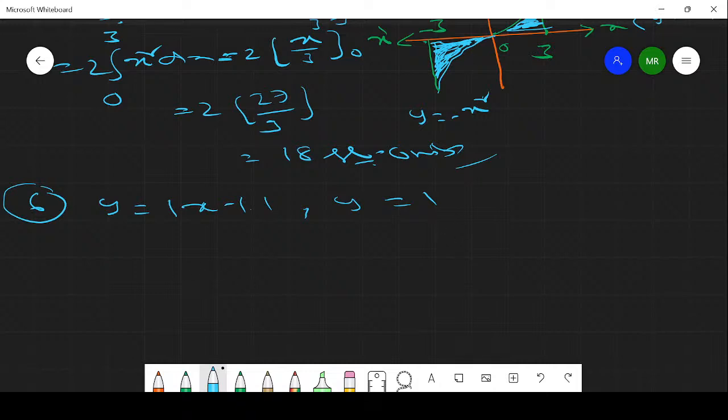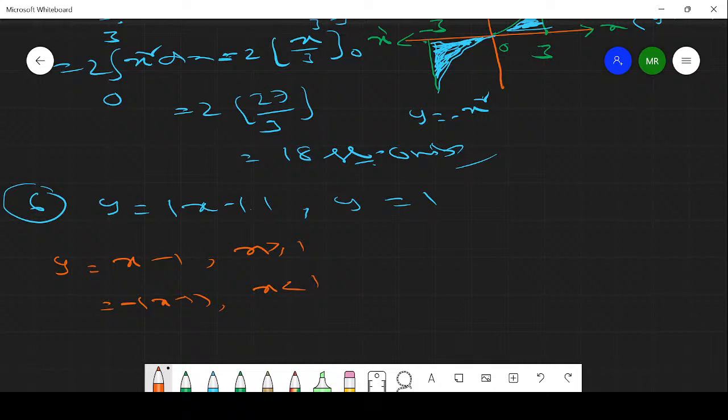So again, the definition of mod x. You remember, I can write the definition of mod x. So y is equal to x minus 1 when x is greater than or equal to 1, and y is equal to minus of x minus 1 when x is less than 1.